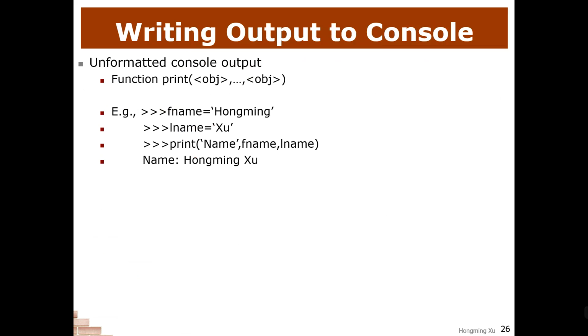Another important thing is usually we want to output some information to the console. Here we will use a function, the print function. Print can be used to print variables, strings, anything you want to print out to the console to show to the user. For example, this is the example. I print three string variables here.